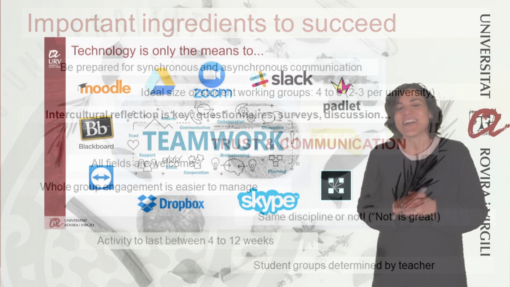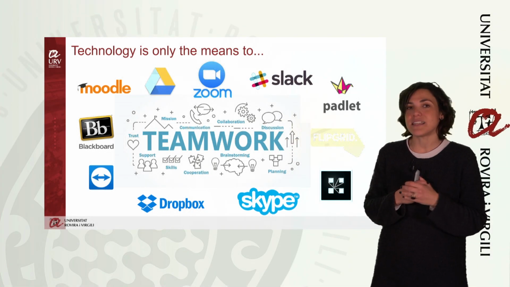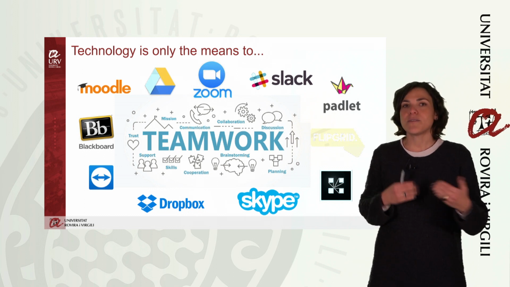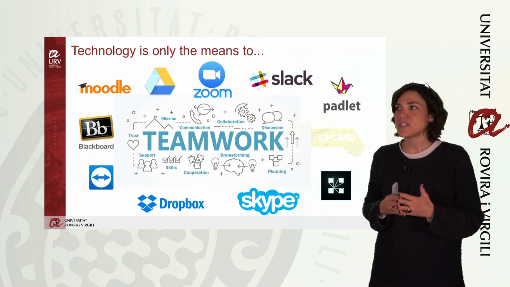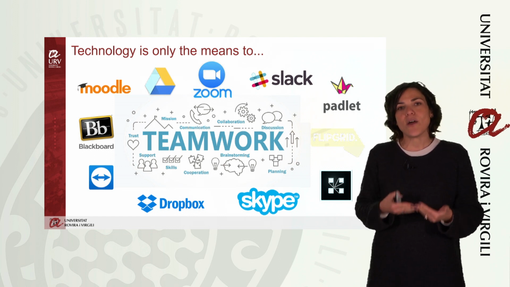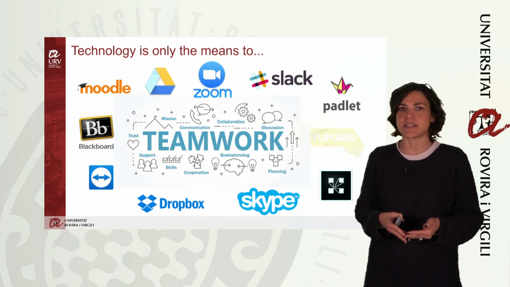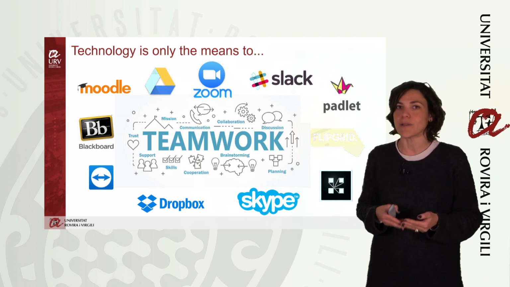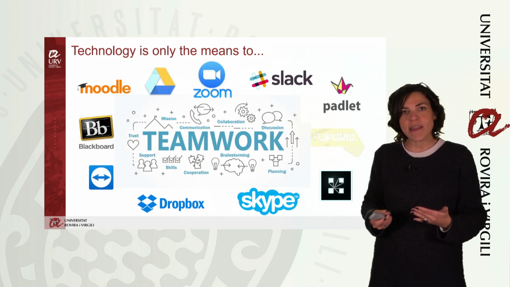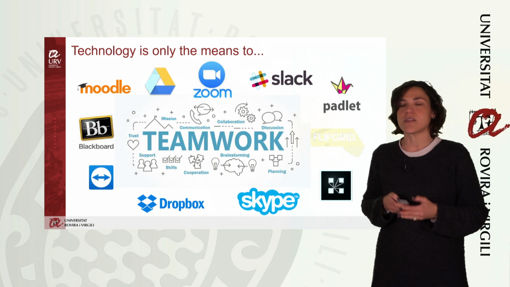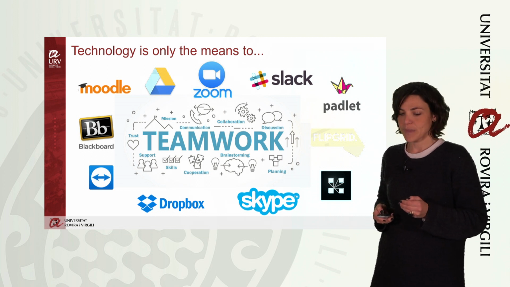One important thing, I said that before, technology is important. Of course we need to use the internet. Of course we need to connect to be able to interact. But pay attention, technology is only the means to teamwork. So we know of very successful COIL projects that have developed the interaction using mobile phones, for example. So be open, be creative, first think of what you want to learn together, and then think about the technology that you're going to use.